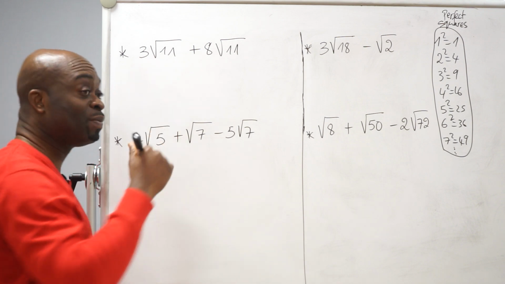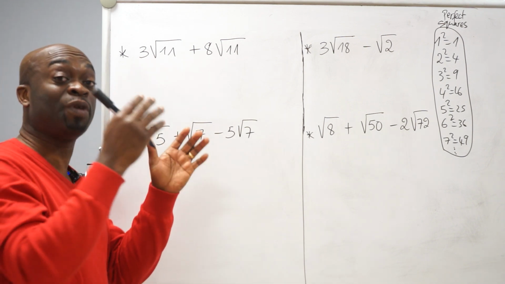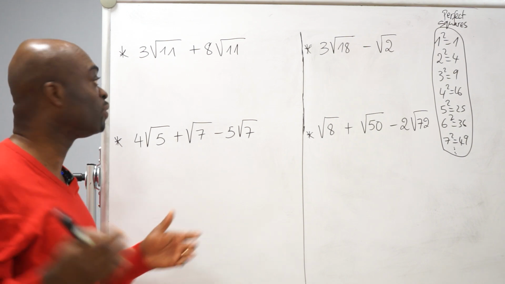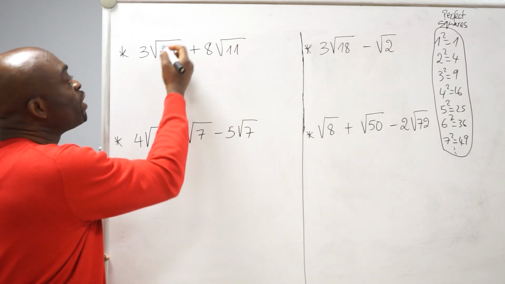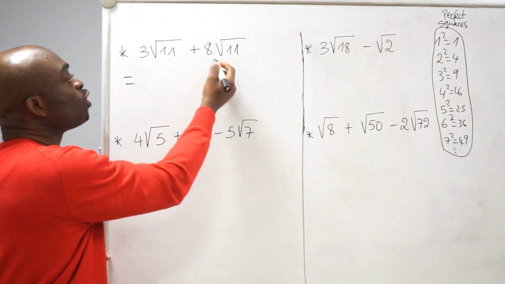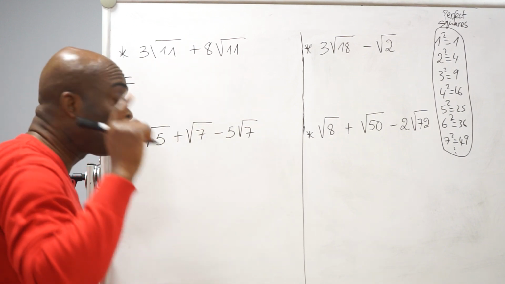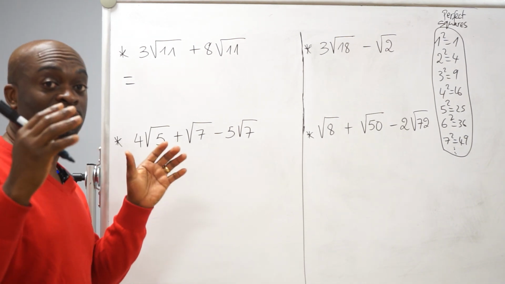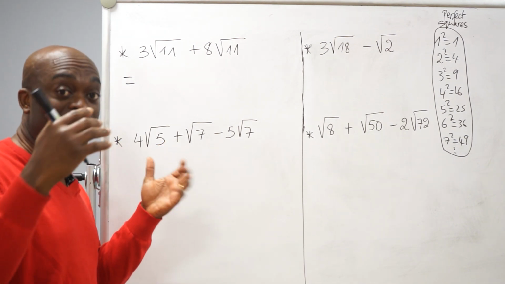So 11, can we break it down into two numbers where one is a perfect square and the other one is not? No, it's impossible. So what's going to happen to this one? Because 11 and 11 cannot be broken down, what we can do is just combine the coefficients in front. However, we keep the radicals, the same way as how we deal with our x or y variables.